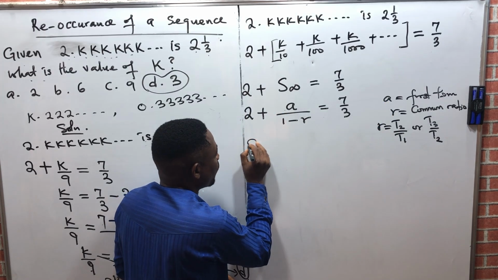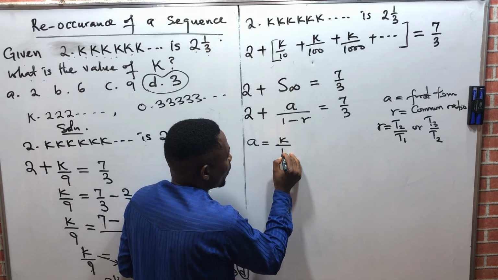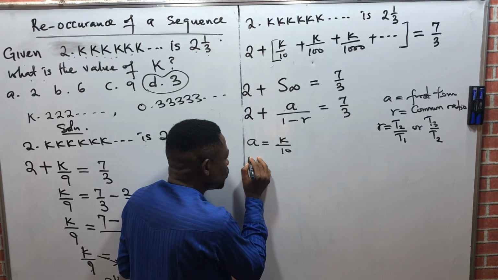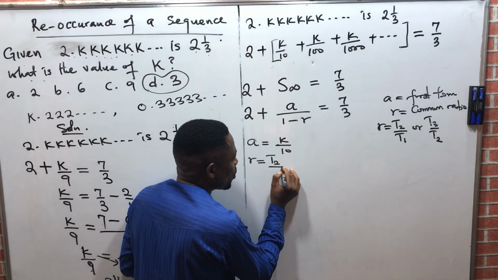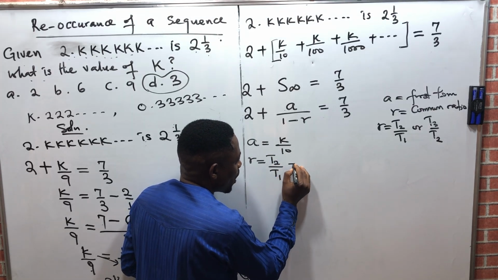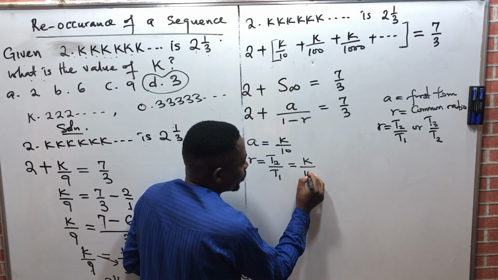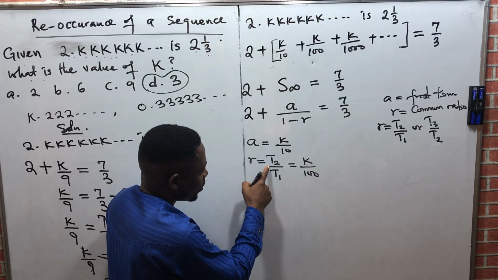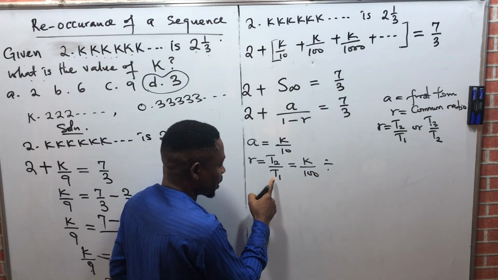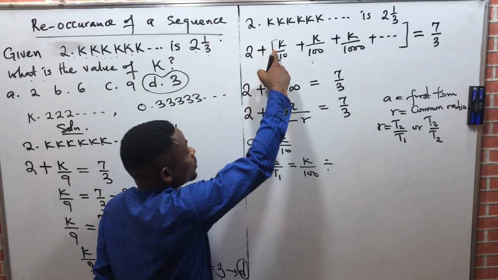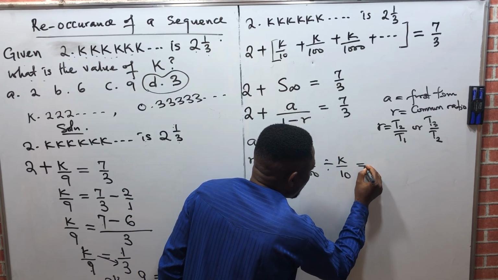From the analysis now, the first term A is given, which is K all over 10. Are you there? Then how do we solve for the common ratio? I said it is T2 all over T1. Now, what is the value of the second term? Watch. It is K all over 100. Over means divide. We divide by the first term, which is T1. What is T1? K all over 10. There is a law in mathematics.